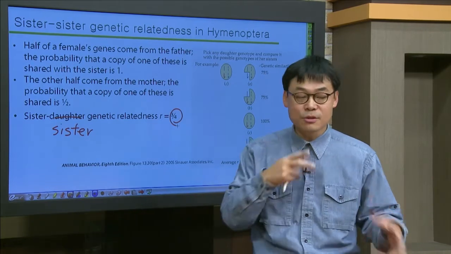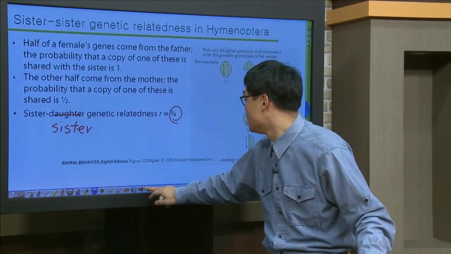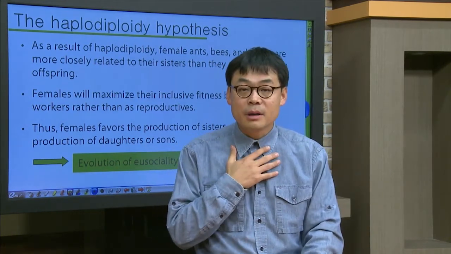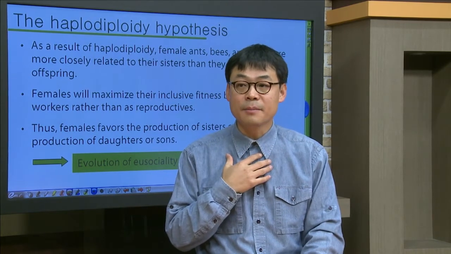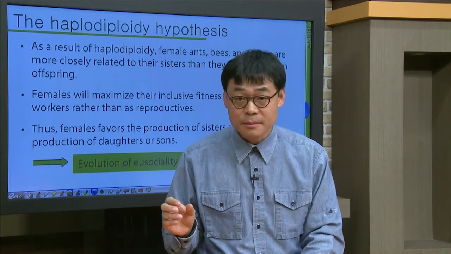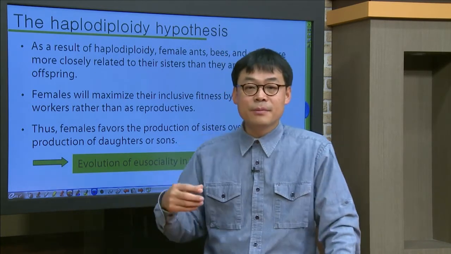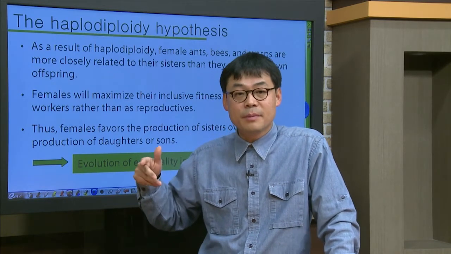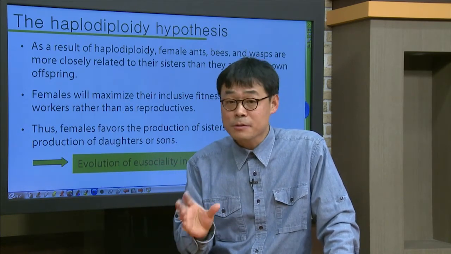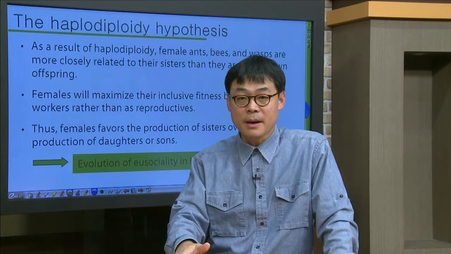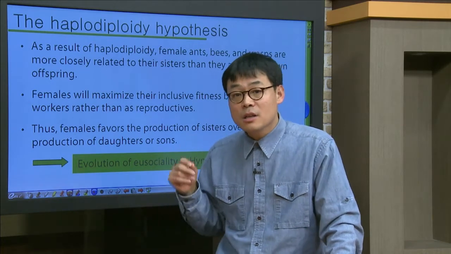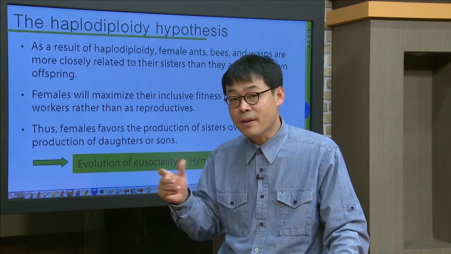So now let's assume that I'm a worker in a bee society, and if I mate with the drone and lay some eggs, produce an offspring, then let's assume that's a female. Then what's the genetic relatedness between me and my daughter? That is 0.5, okay?